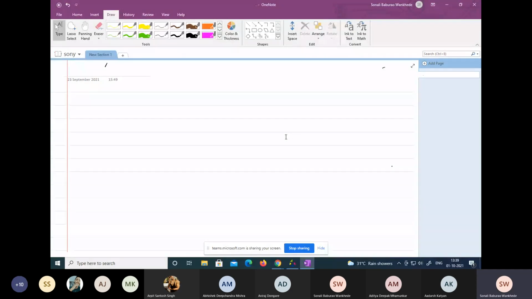Okay, so in the last lecture we had seen a topic: how do we denote a particular finite state automaton? How do we denote that? So we will see that in detail. Basically, consider your finite state automaton.